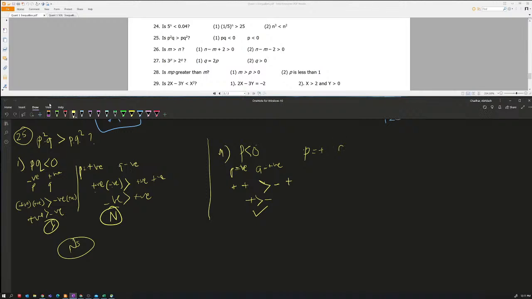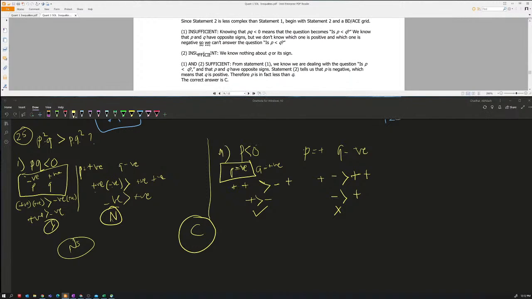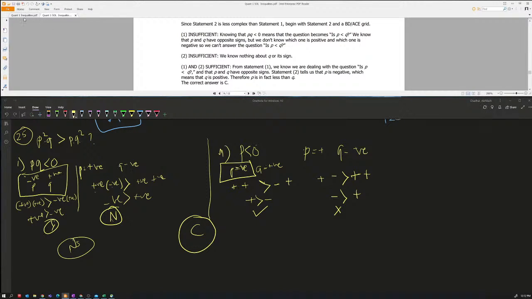And then we take p is positive and q is negative. So in that case, we will get positive into negative is greater than positive into positive. So that becomes negative is greater than positive, we get a no answer. Now if we combine, we will get that p is negative and q is positive. So we will get C answer. Very easy actually. Should not take this much time. Yeah, so it is done.